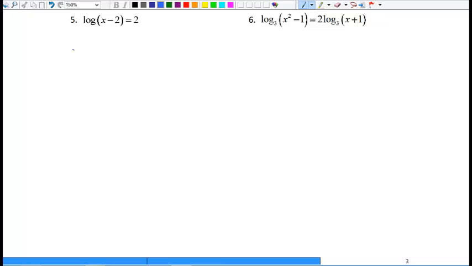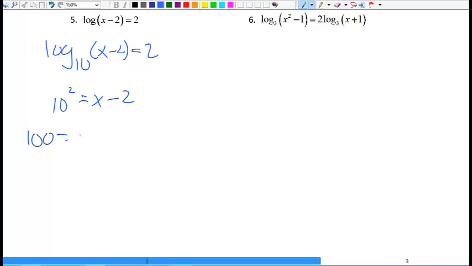Okay, so number 5, again, we're looking at log form, so I'm going to take advantage of the fact that I can convert this to exponent form, and that'll give me something a little more familiar to deal with. And again, another reminder is if I see log by itself, that really means log base 10 of x minus 2 equals 2. So if I convert that into exponent form, that's 10 squared equals x minus 2. And that's something familiar. So 10 squared is 100 equals x minus 2, and that would be 102 is our answer.